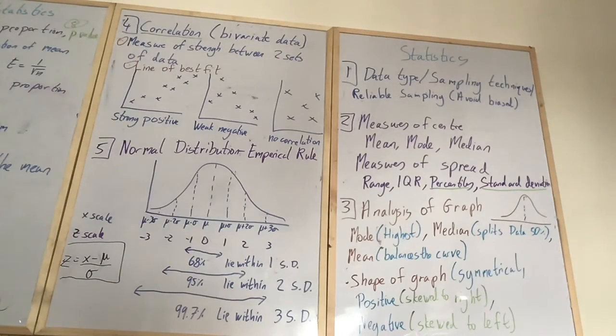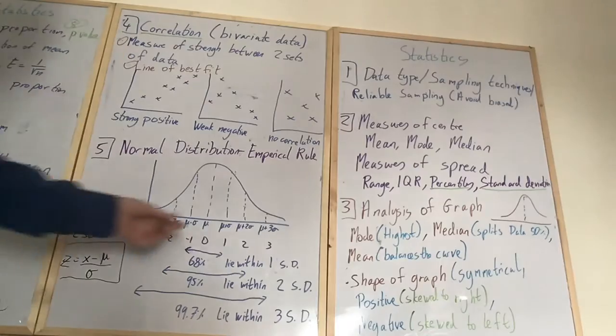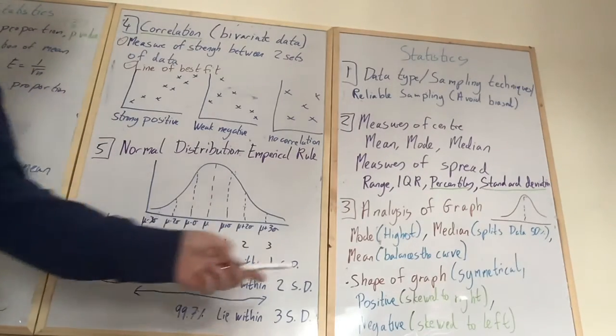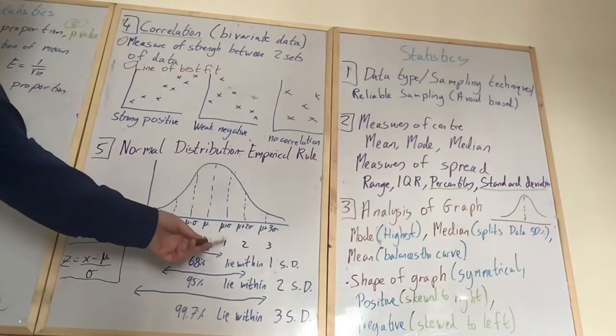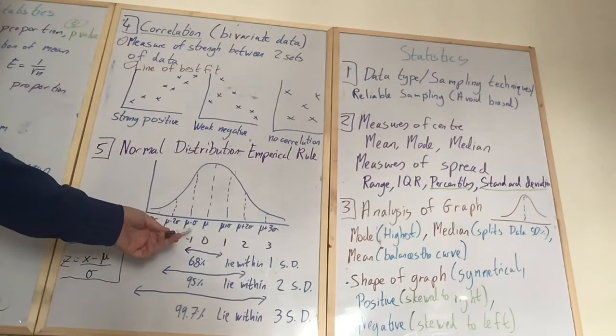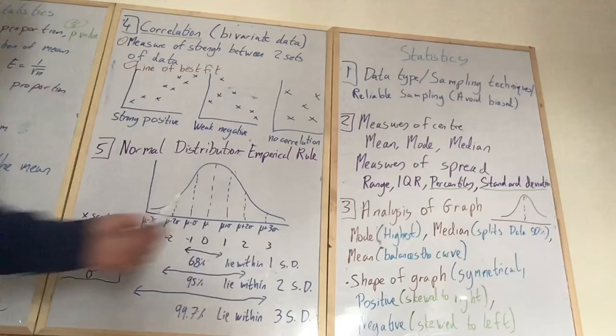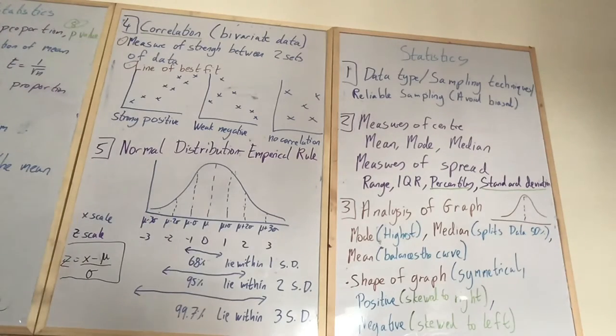So what we have is an X scale and a Z scale. The mean, what will lie between +1 standard deviation and -1 standard deviation is 68% of the whole population. We know 95% lie within 2 standard deviations and 99.7% lie within 3 standard deviations. You need to know what those values represent and make the connection.